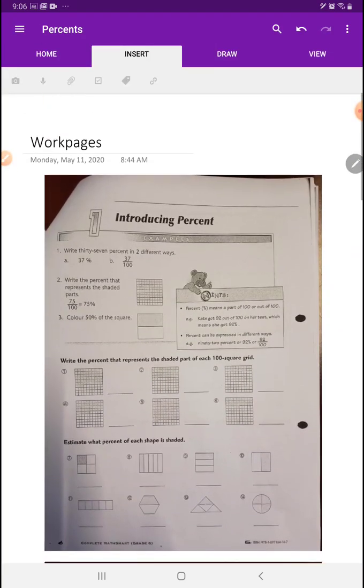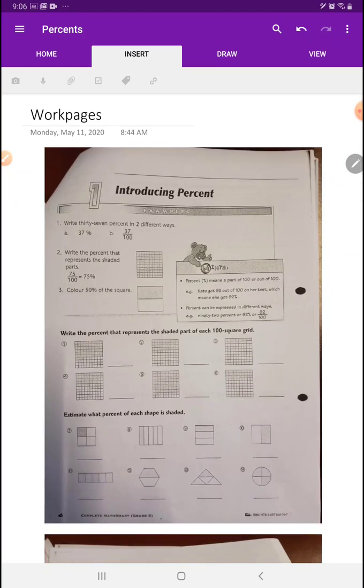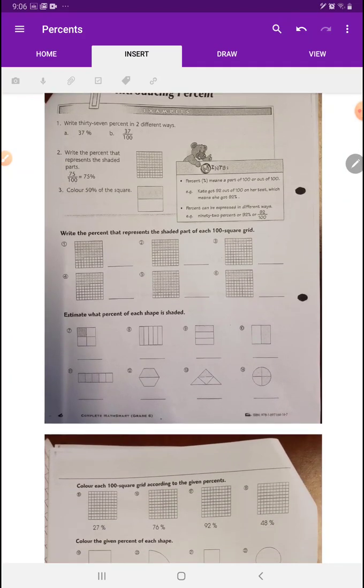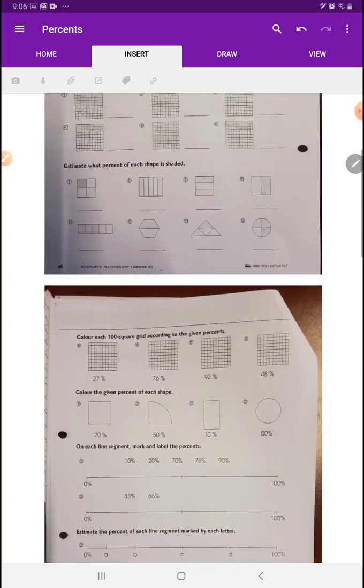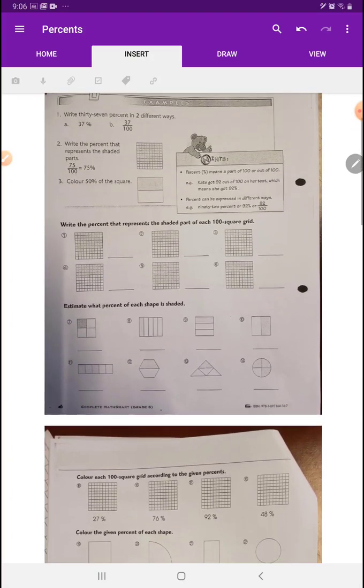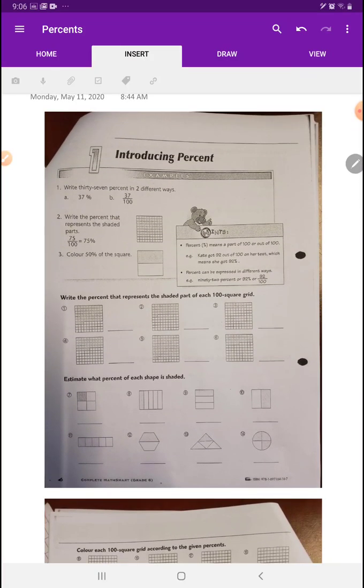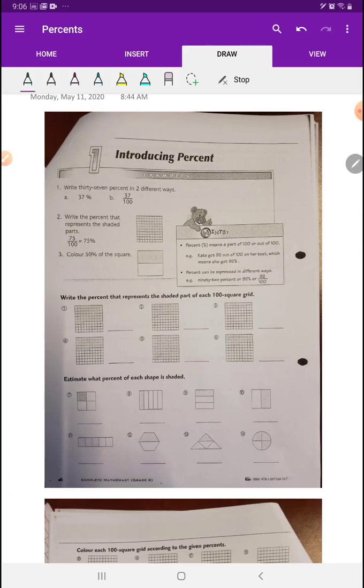All right, so let's just quickly go to your work pages. All right, so grade 5s, you're going to be doing days 6 and 7 in your green book that says homeschool. I think it's green. Don't quote me on that. All right. So the first one is look at how much is shaded. In this case, all of this is colored in. And then write the percent.